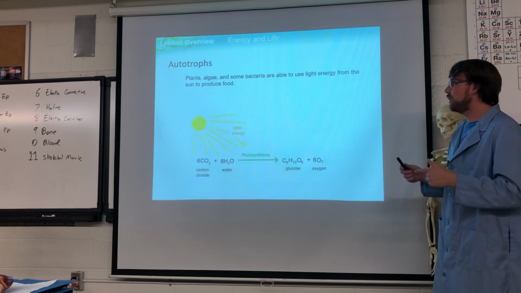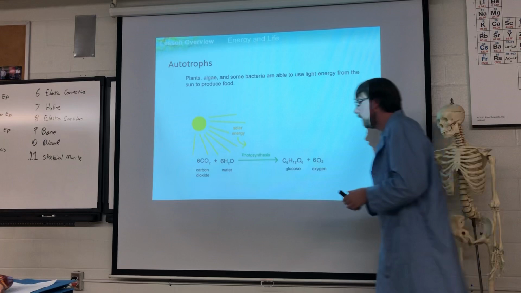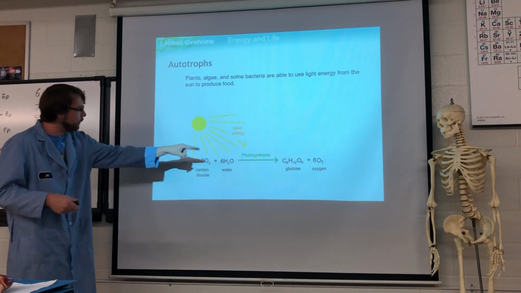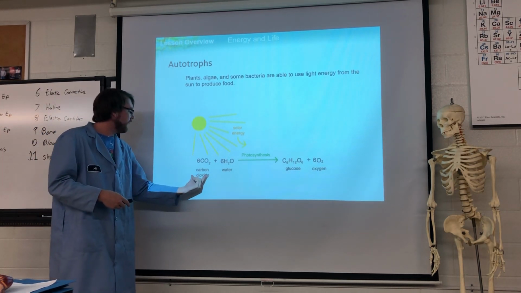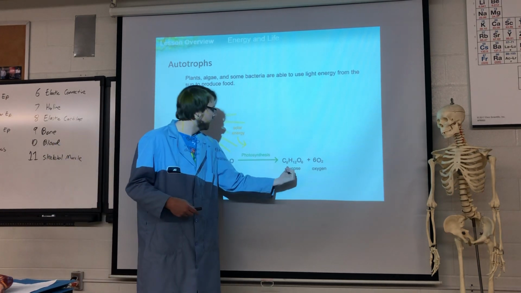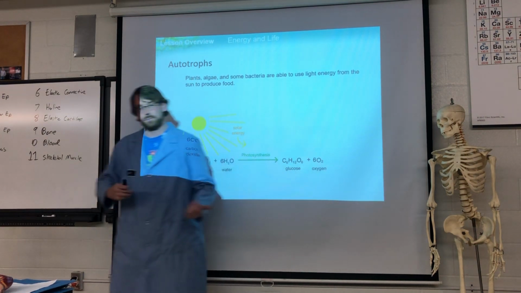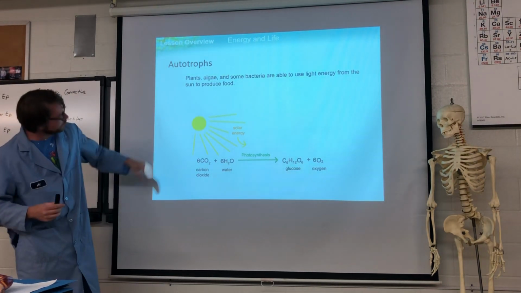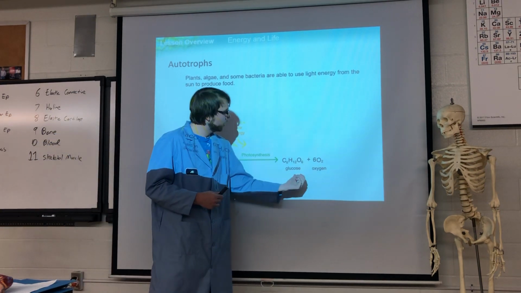So plants, algae, some bacteria are able to use light energy from the sun to produce food. They do this chemical reaction of photosynthesis. It is the only chemical reaction that you need to memorize for this class, in which we have carbon dioxide, CO2, plus water, H2O, produces glucose, C6H12O6, and oxygen, O2. So autotrophs are doing this photosynthesis where they're taking this carbon dioxide and this water and they are producing sugars and oxygen.